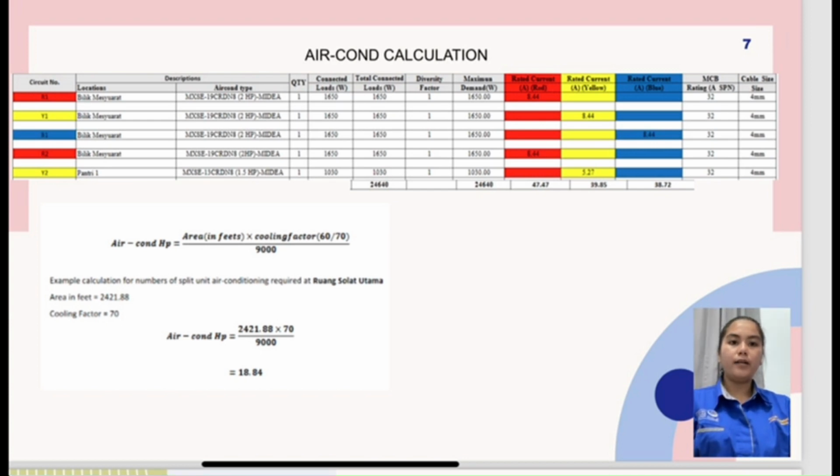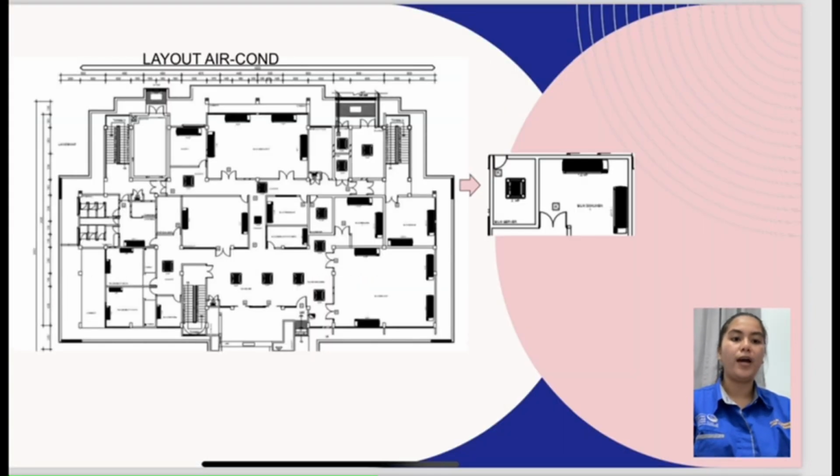The rated current calculation is the same as the calculation for socket and lighting. MCB is 32 ampere. For cable I choose size 4 mm. For example, I choose the document room. From the calculation I get 2.24 horsepower. Therefore, I choose 1.5 horsepower for the aircon in this room.